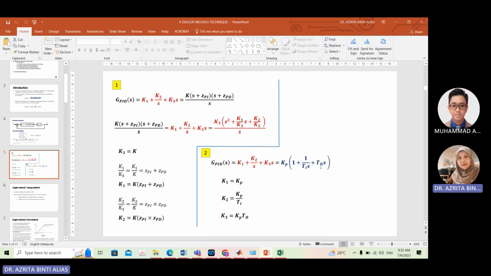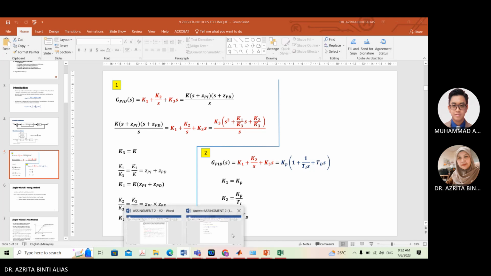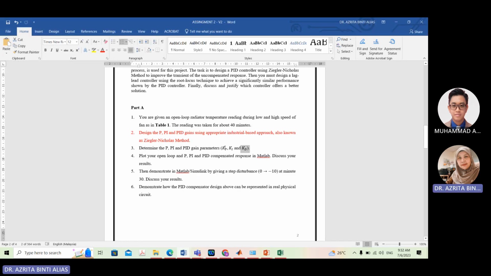So after that, in calculation, find the value of K1 or K proportional, K2 or K integral, and K3 or K derivative. So ni buat calculate saja using that relationship for the KP, KI, and KD or K1, K2, and K3. Okay, boleh? Saya boleh? 1, 2, 3 boleh? Ni boleh tak?